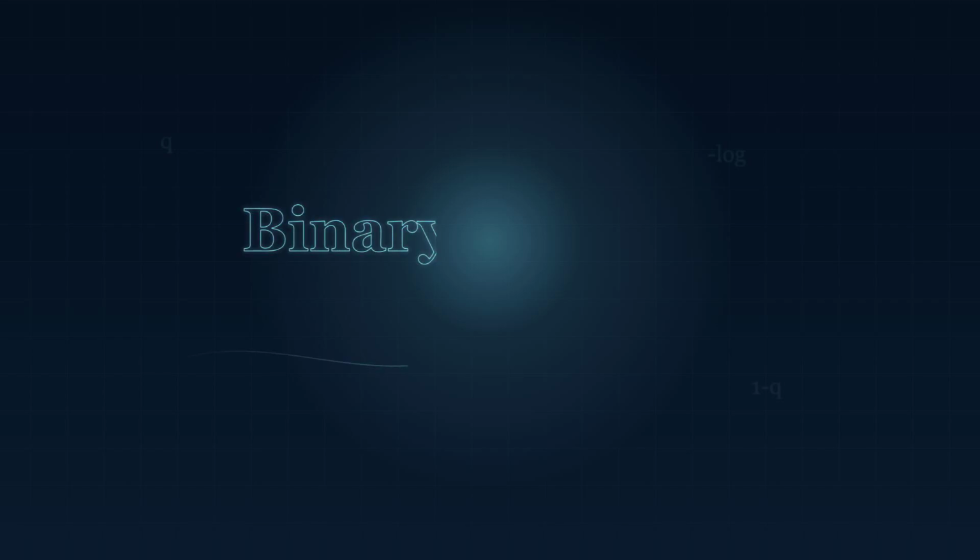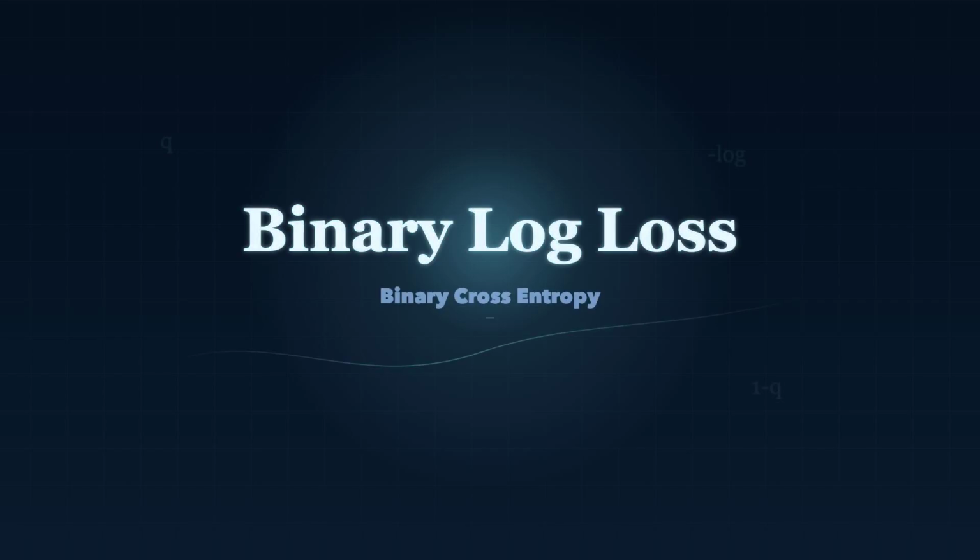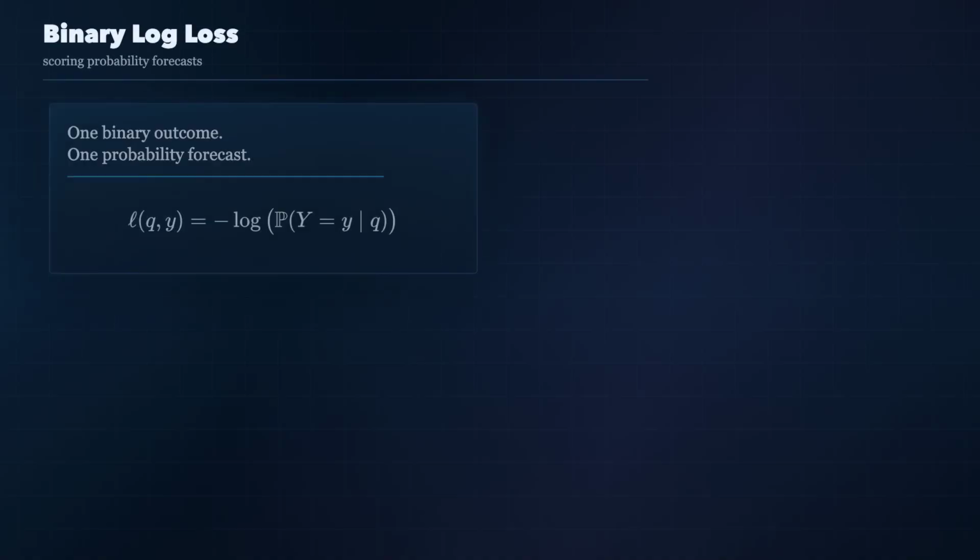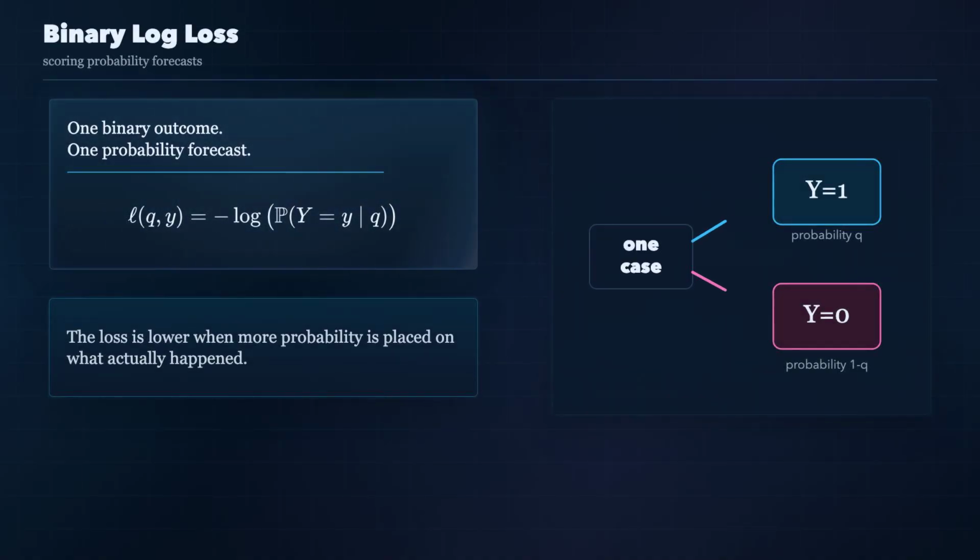Binary log loss, also known as binary cross entropy. Binary log loss scores probability forecasts for yes or no outcomes. It asks, how much probability did we assign to what happened?